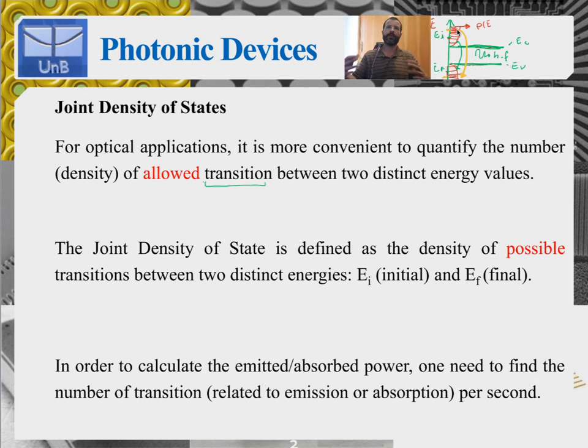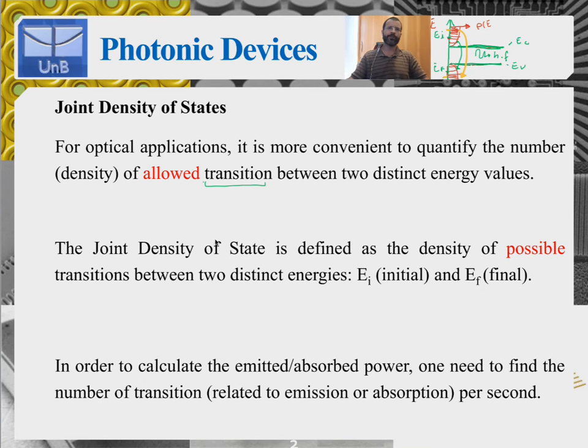So the joint density of states is the density of pairs of states in the conduction and valence band. Rather than being associated with a single state in the conduction band, for example, it's associated with pairs of states in the conduction and valence band. So it's a density of states associated with pairs of states. But we'll define it more rigorously along this lecture.